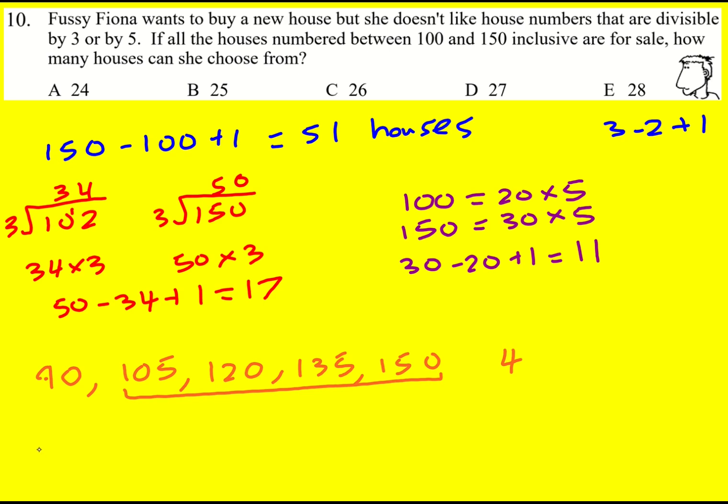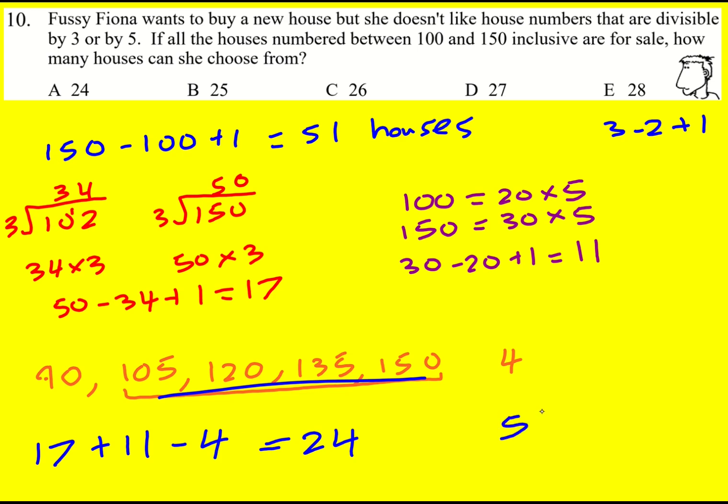And therefore, I've got my 51 houses, but I want to subtract 17 plus 11 of them, except I've discounted these twice, so I then need to minus 4 from that. These are the ones that I am discounting. 28 minus 4 is 24. I want to remove 24. Those are the ones that Fussy Fiona does not want to choose from.